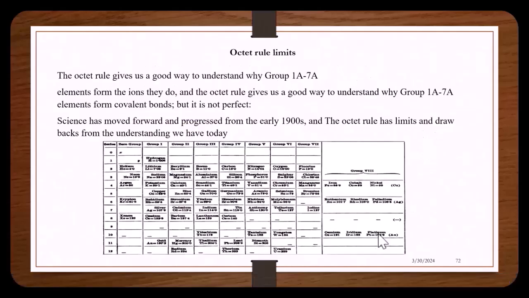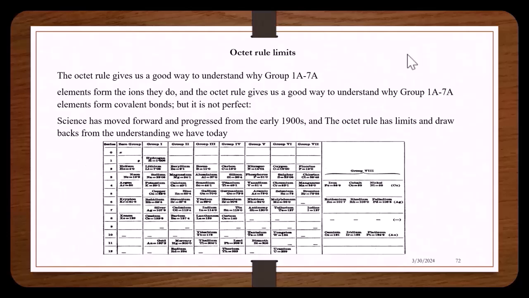The octet rule gives us a good way to understand why elements form the ions they do, and why elements form covalent bonds, but it is not perfect. In this video, I'm going to talk about some of the drawbacks that the octet rule does have. This should give you some context of what Gilbert Lewis was working with.